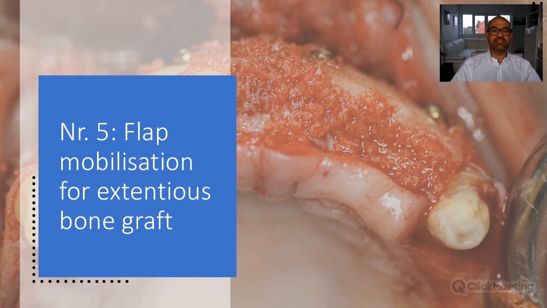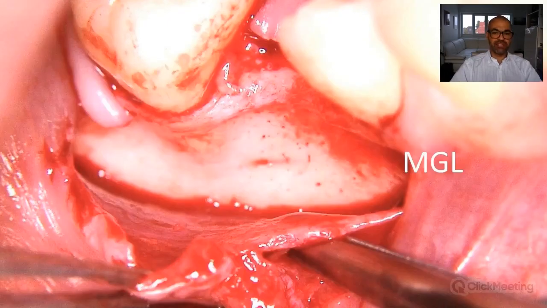The last little topic is to create a proper flap mobilization for extensive bone graft. One very, very easy thing is if we create a full flap, as seen in this slide, you see the mucogingival line, the MGL, describing this. You need to create a full flap with releasing incisions on the bone. Once you have this flap in your tweezers, you will find an entry point, a pocket, a pouch, where you can enter with a scissor.